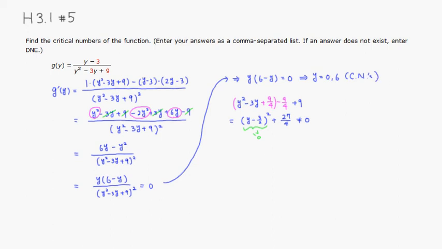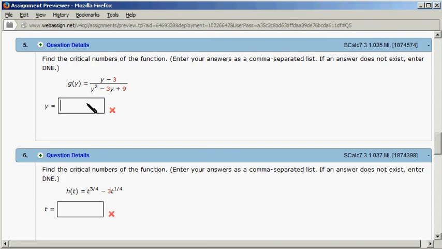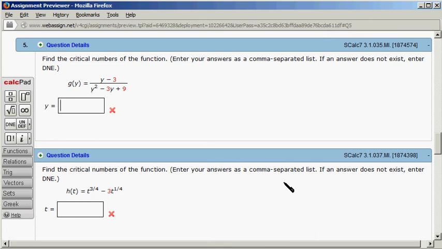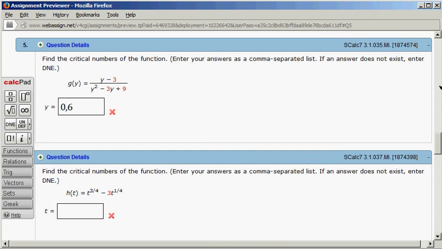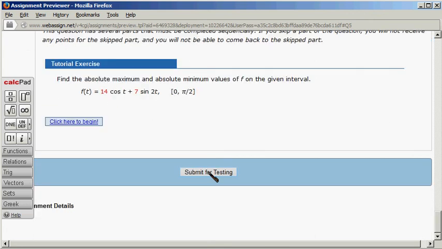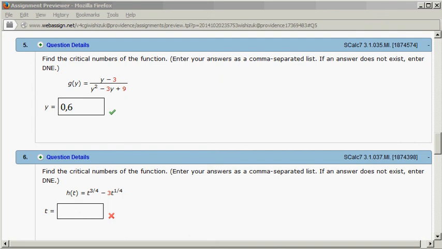So let's go back and type it in: 0 and 6. Then submit for testing. It came back and looks like we got this one correctly. Alright, that's it. I hope that this was clear.